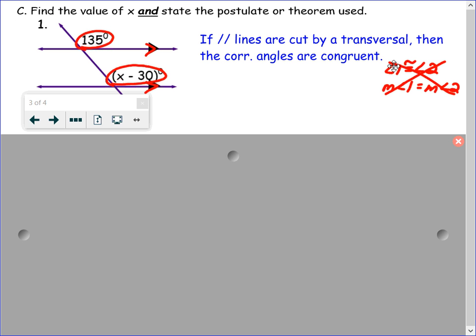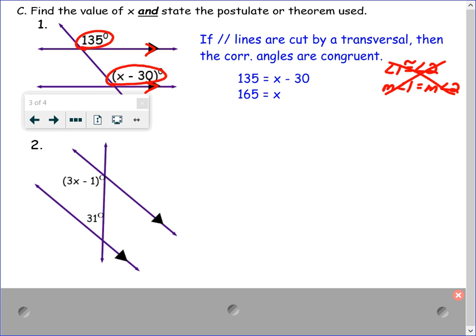So our initial equation is going to be 135 equals x minus 30. Because the angles are congruent, their measures are equal, so we're going to set them equal. Then we're going to add 30 to both sides, and x is 165. Not 165 degrees, because this x is not the angle, it's part of the angle.